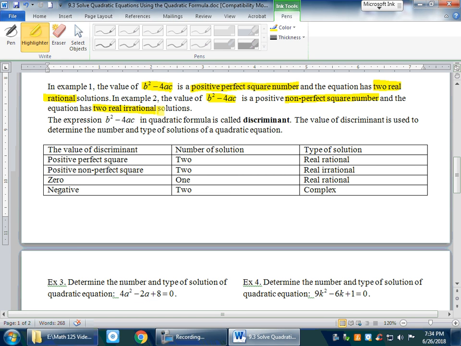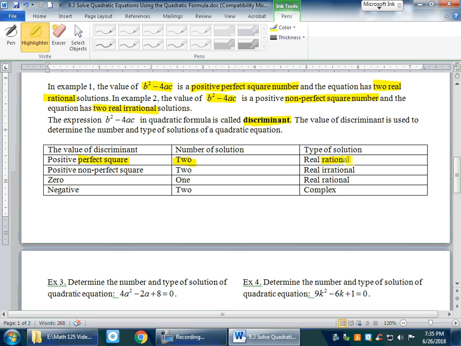So this b squared minus 4ac in the quadratic formula is called the discriminant. And by testing the discriminant value, we will be able to determine the number and the type of the solution. Okay. So so far we see two examples. If the value of the discriminant is positive and a perfect square, then we will get two solutions, and those solutions are real number rational solutions.